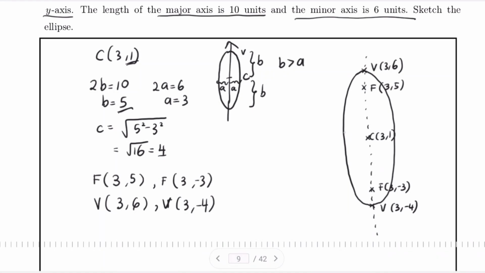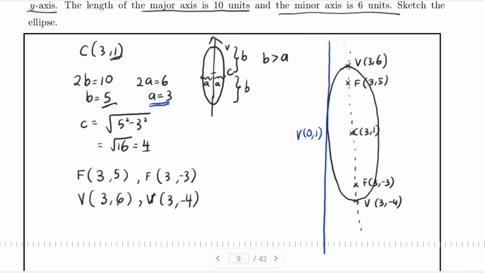If you notice, our A is 3. So our minor vertex over here will be (0, 1). So the y-axis basically touches your minor axis. And this is the one. So it's looking something like this.